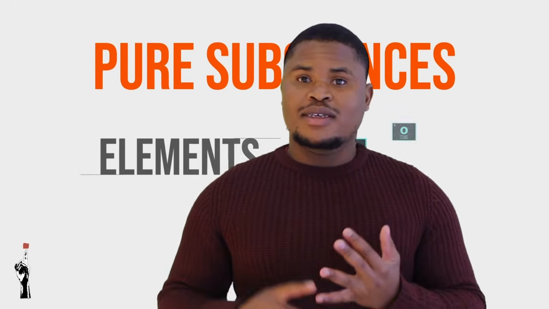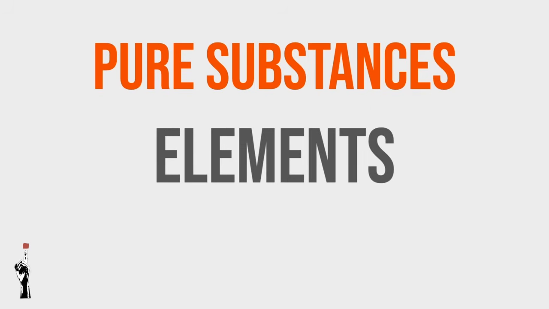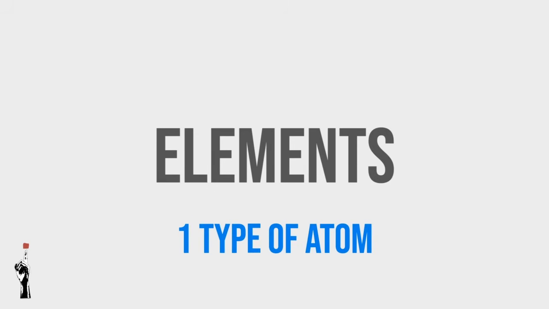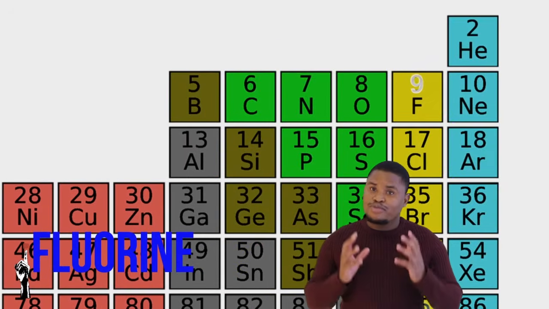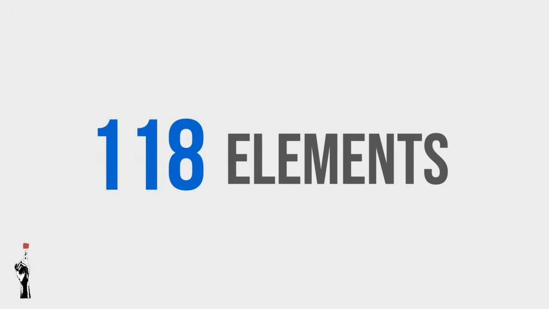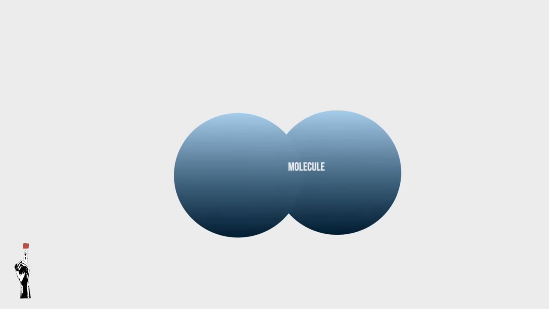There are 2 types of pure substances, elements and compounds. Today, we're going to focus on elements, as we know that elements consist of only one type of atom. For example, if we look at fluorine, all fluorine atoms will consist of 9 protons. Currently, we are aware of 118 elements on the periodic table. If 2 or more atoms are bonded together, they form a molecule. If 2 identical atoms are bonded together, they form a diatomic molecule.